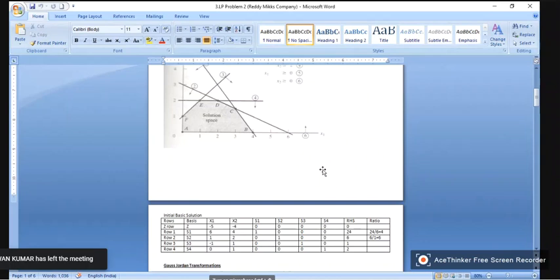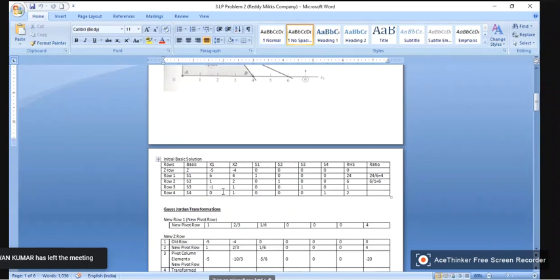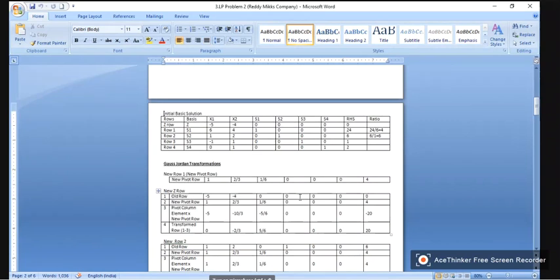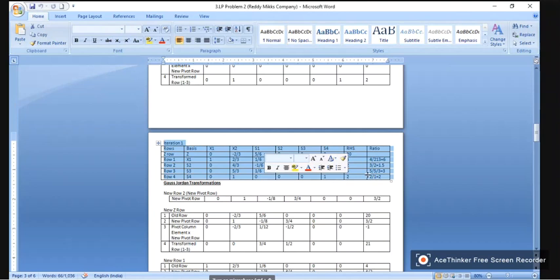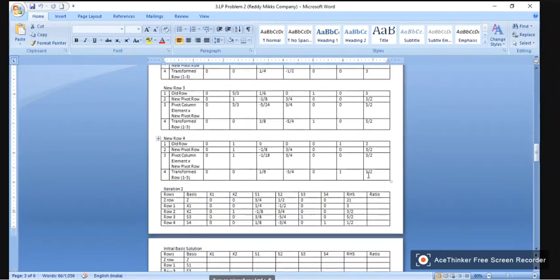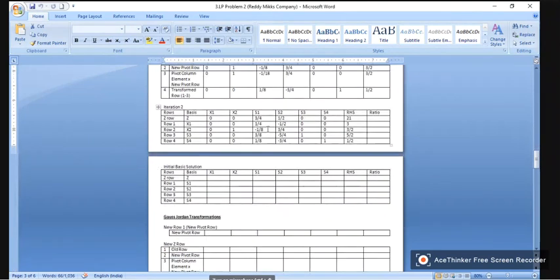Okay. So I also solved this problem. This is the first table, and I did transformations, and I got this second table. This is the second table. Okay, and I carried out the transformations and I got finally the final table.